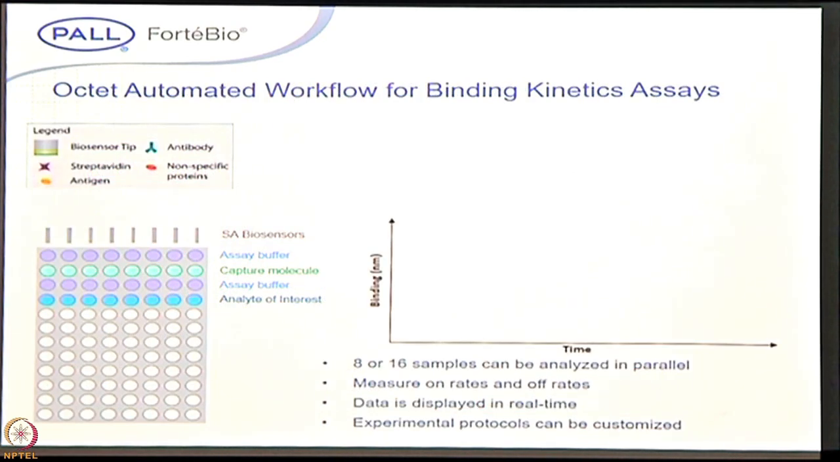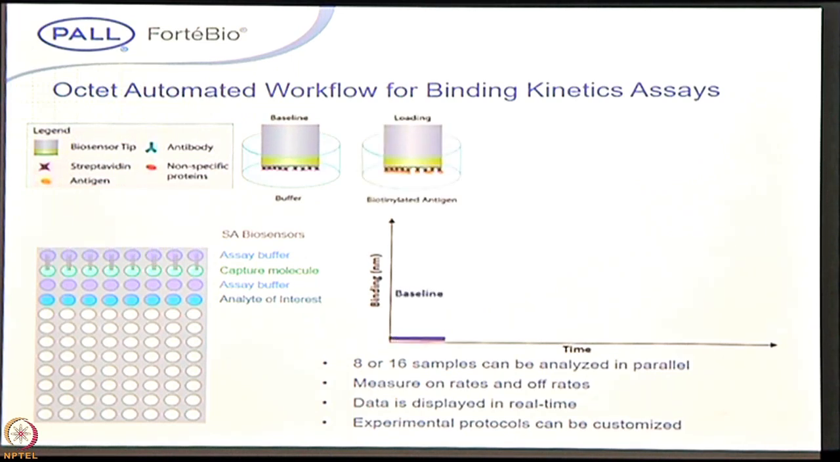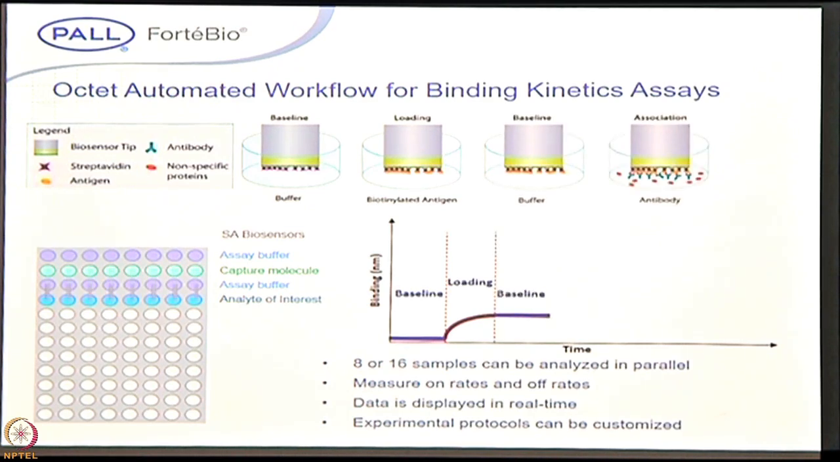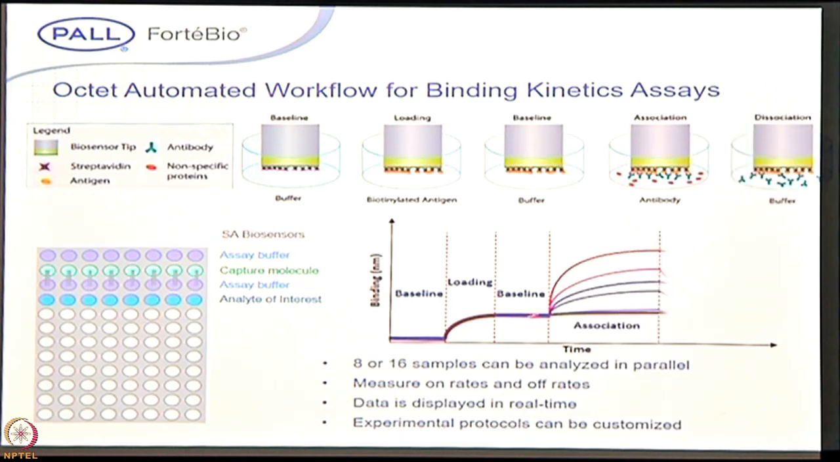So how exactly does the kinetics workflow work? First, the sensor will dip into the well containing a buffer, and you get a baseline here. Next, it will dip into the well for the loading, and then goes back to the well containing a buffer, where the unbound material gets washed off. Then the corresponding analyte is binding, you can see the signal, and then it goes back for dissociation.